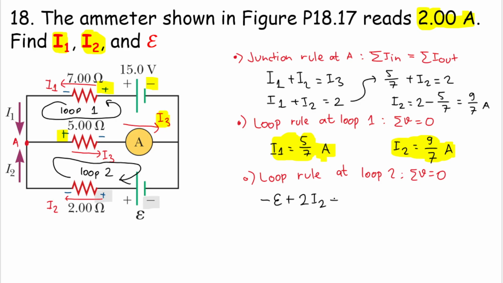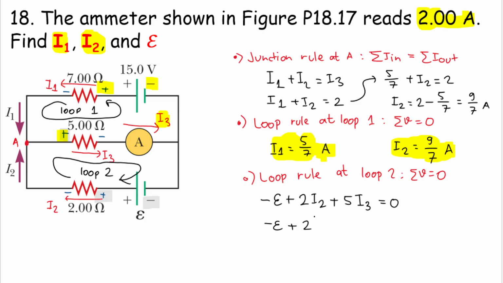Good, and then we will have plus this resistor here. This time we will have 5 ohm, and it enters from the positive terminal. So I will have plus, so we'll have 5. Then the current that passes through it is I3. So we will have I3 here. All of that will equal 0. Good. Now we know I2 and we also know I3, right? So we will have minus E plus 2 I2.